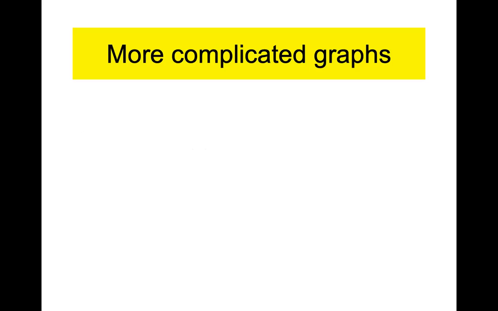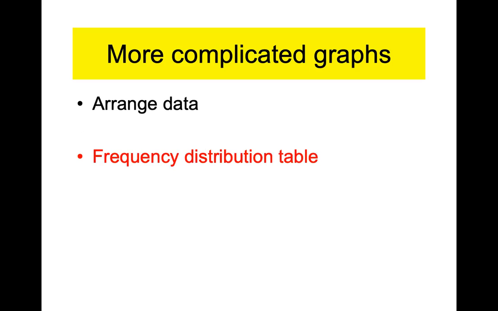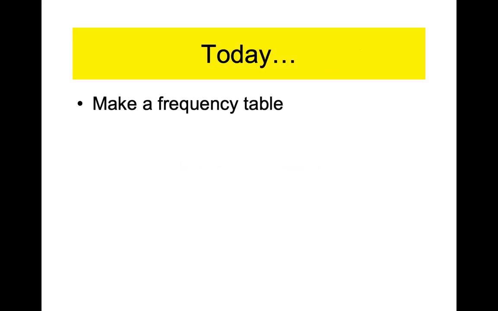And to do the more complicated graphs, sometimes you have to arrange the data. In other words, you don't just take the numbers at random and somehow create something. Sometimes you have to arrange the data before you make a physical product, a graph or a plot. One way of doing that is called a frequency distribution table. Basically all it does is take all the numbers of a data set and put them in a specific order. You won't see it today, but that order will help you make a more complicated graph or plot.